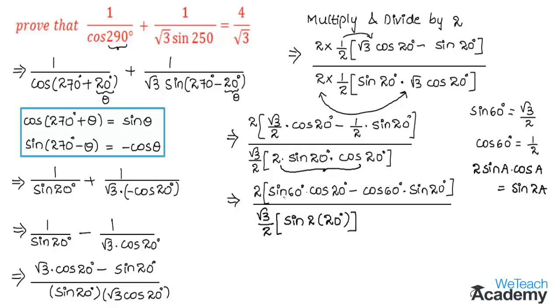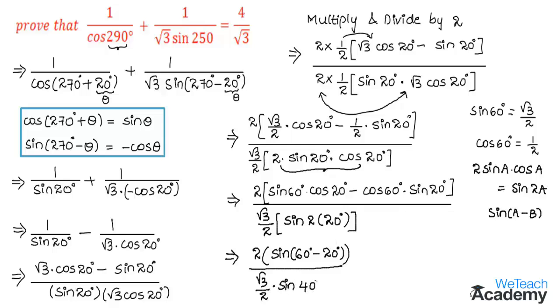Here in the numerator, this is in the form of sin A cos B minus cos A sin B, which is equal to sin A minus B. So let us use this formula. By using it, we get 2 into sin A, that is 60 degrees, minus B, which is 20 degrees, divided by root 3 by 2 into sin 2 into 20 degrees, which is sin 40 degrees. That implies we get 2 into sin 60 degrees minus 20 degrees, which is 40 degrees, divided by root 3 by 2 into sin 40 degrees.